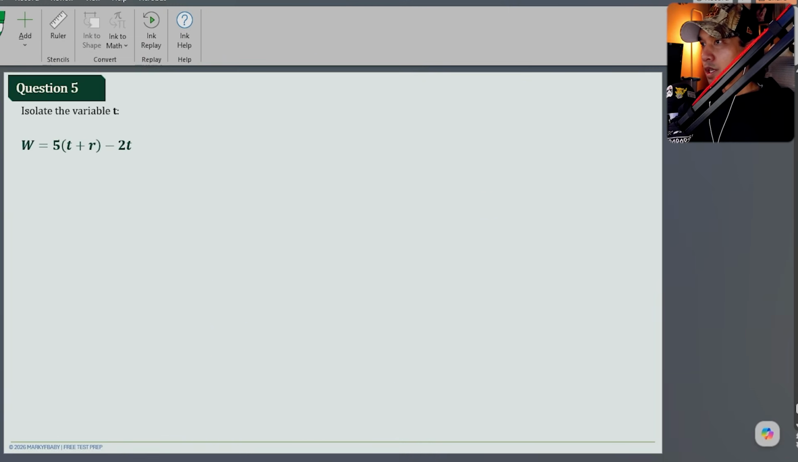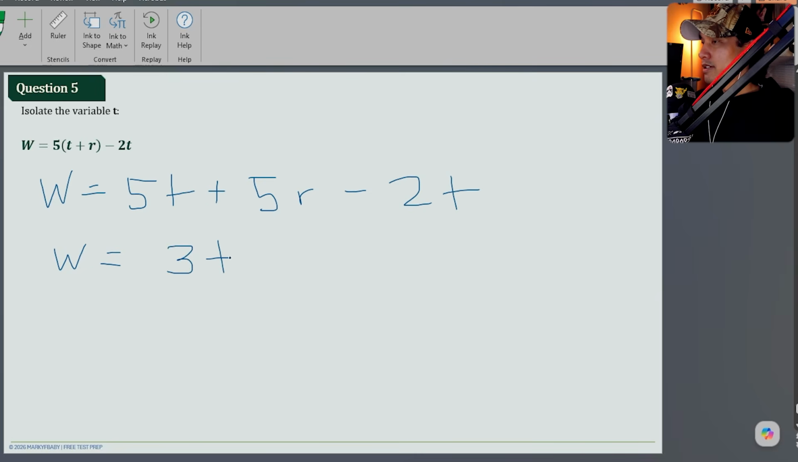Let's go ahead and go on to question 5. And question 5 is not that bad. Okay? Let's take a break from the hard stuff. W equals 5t, and I'm going to already distribute, plus 5r minus 2t. What can I do from here? Well, I could combine the 5t and the minus 2t. That's going to give me w equals 3t plus 5r.